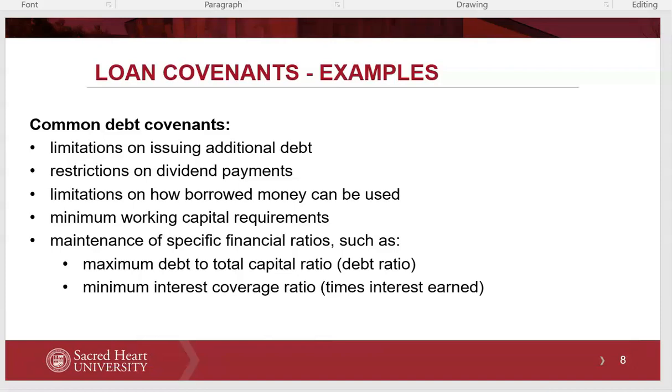Here are some examples of typical loan covenants. Limitations on the company: it cannot issue any more debt if they go above a certain dollar amount. Restrictions on the dividends that the company can pay to its stockholders. Limitations on how the borrowed money can be used, perhaps saying you can't use this borrowed money for dividends, but perhaps you can use it to grow actual operations of the company. Minimum working capital requirements and maintenance of specific financial ratios, debt to capital, or interest coverage ratios. And we'll cover those in just a moment.